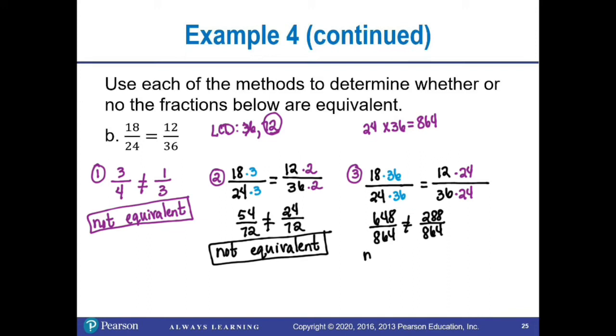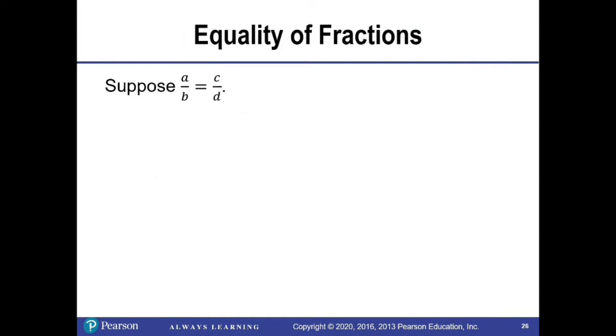Notice that we do not get the same fraction on both sides of our equal sign, and so these two fractions are not equivalent. Let's suppose I tell you two fractions are equivalent. We have a over b equals c over d.